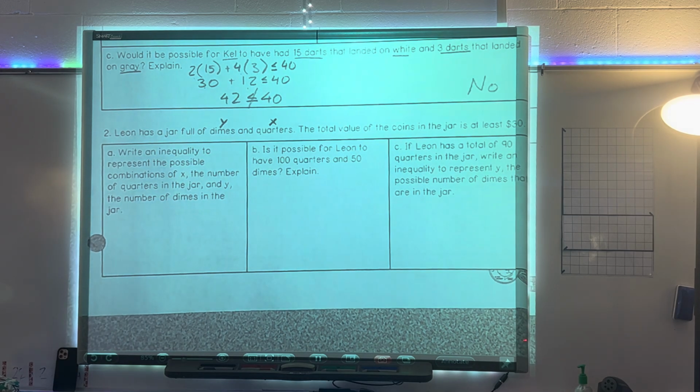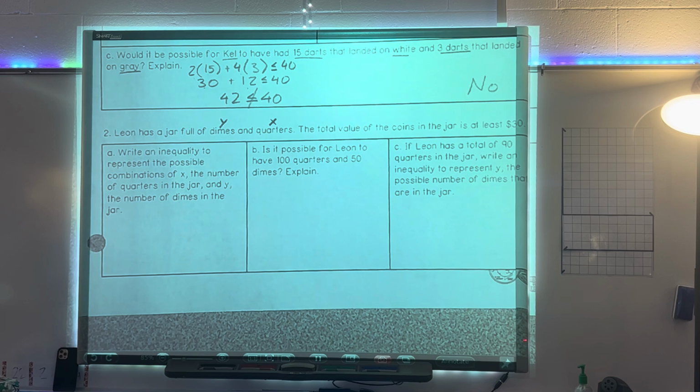I typically, whichever one is first, I call X, but if they tell you specifically, make sure you connect what they're saying is X and Y. Okay, so what do you know about a quarter? It's worth 25 cents. How do I write that? 25x.